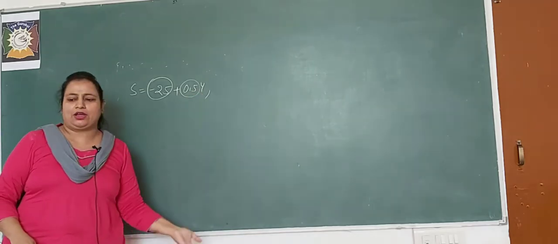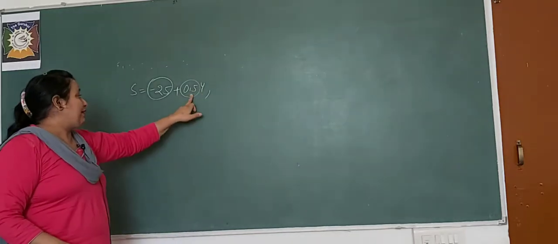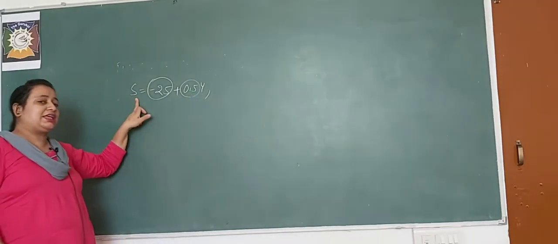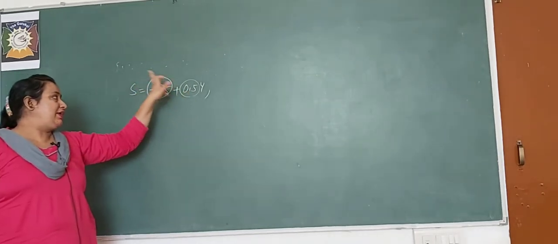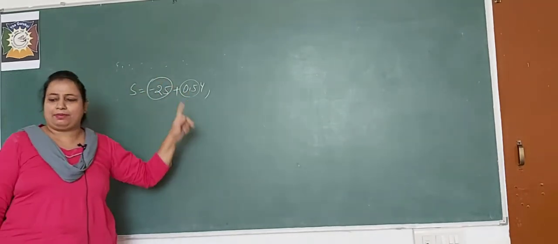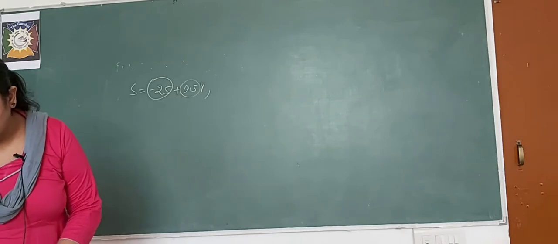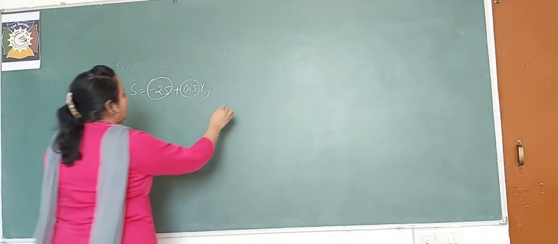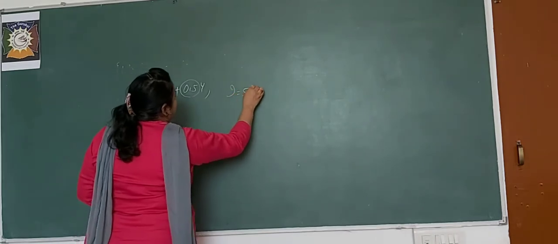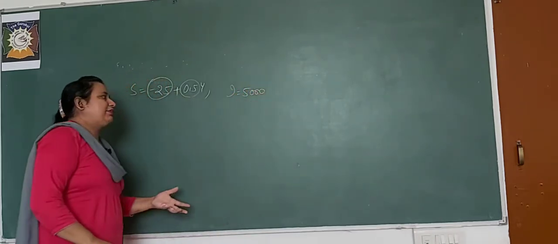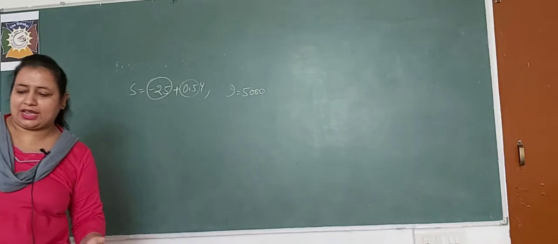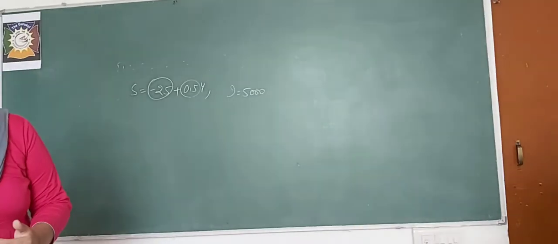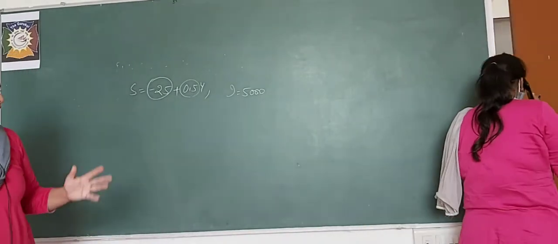0.5, that is MPC. Y means level of income. 0.5, that is MPS. If C is given, it means MPC. If S is given, it means MPS. And one more we have to given, I is equal to 5000. I means investment, that is 5000. Now what I have to do? अब मुझे करना क्या है? Find the equilibrium level of Y and C.